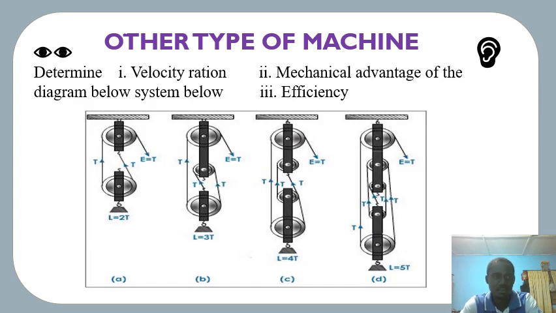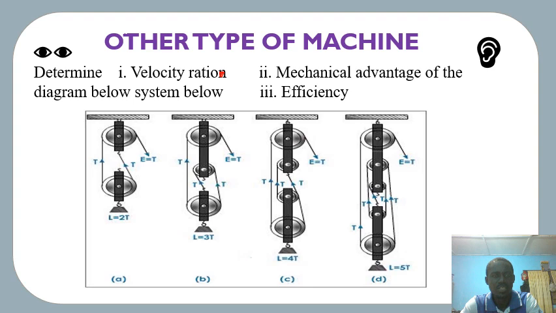So for example, determine the velocity ratio, mechanical advantage, and the efficiency of the diagram below. And we said that the number of pulleys will tell you the velocity ratio, and the load down here will also tell you the mechanical advantage.